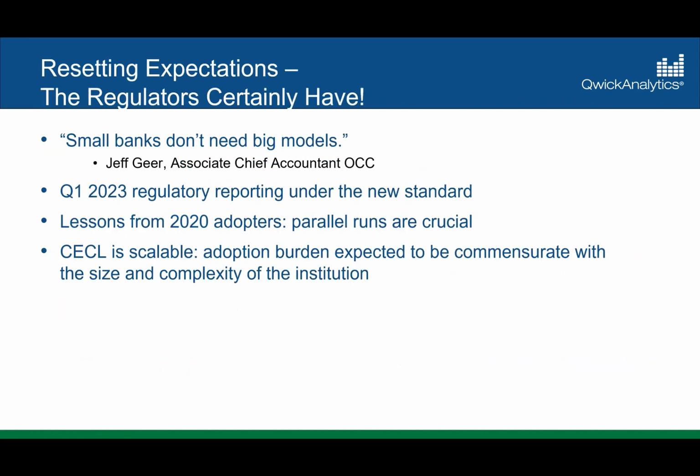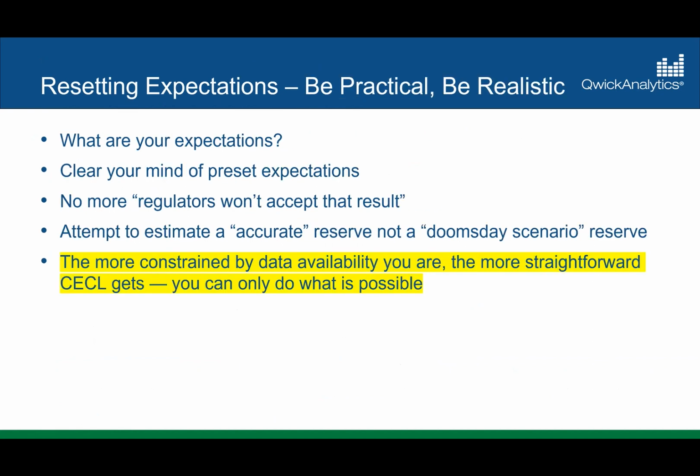Again, just as Jeff Gear said, who's chief accountant over at the OCC, small banks simply don't need big models. The adoption burden is expected to be commensurate with the size and complexity of your institution. I think I sort of already covered this, but in reserve accounting, like CECL, we are attempting to estimate an accurate reserve, not a doomsday scenario reserve. This is not supposed to be a stress testing assignment. This is supposed to be a realistic middle of the road calculation. You may be building multiple different scenarios to share with the auditors and examiners to get a feel for what range they expect or want to see you in. But this is very different from a stress testing scenario.